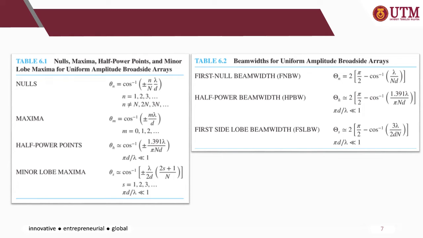Okay, these two tables summarize the mathematical expressions used to determine the position of nulls and the maximum direction, so we can control theta by having the d and the number of elements. And also in table 6.2, we can determine the first null beam width, half power beam width, and first side lobe beam width of the broadside array antenna.